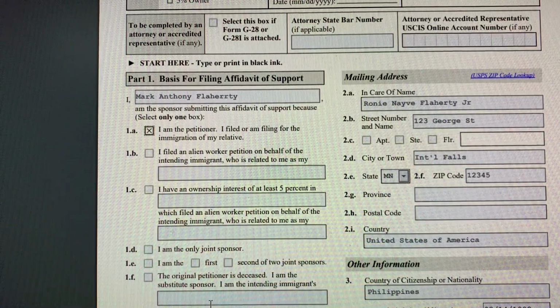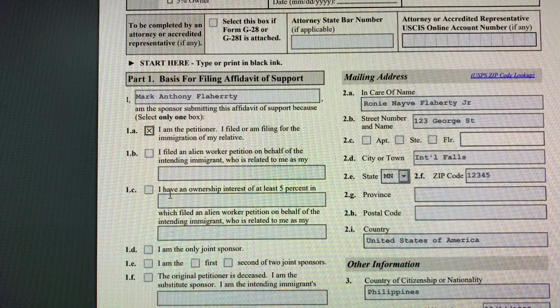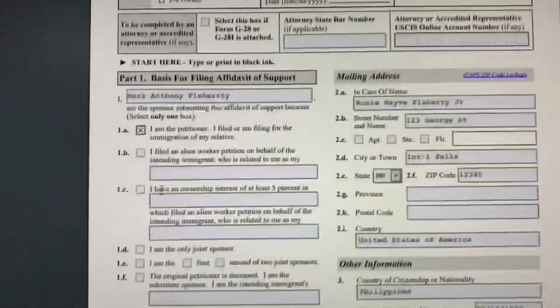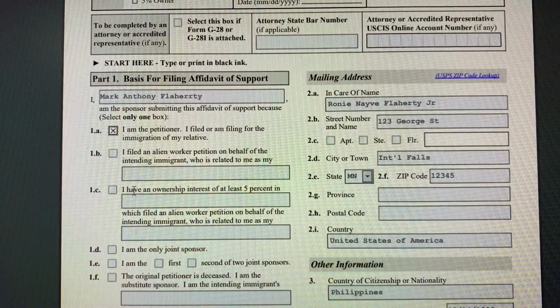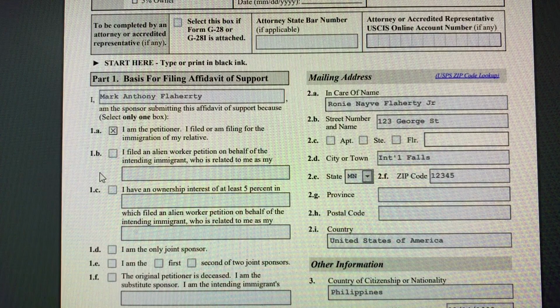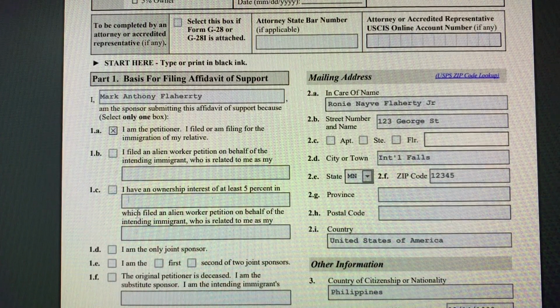So moving on. It also depends on what case, okay? This is just for my adjustment of status, which is marriage-based. So if you guys have a different type of visa, don't directly follow mine, because mine is from the marriage visa.